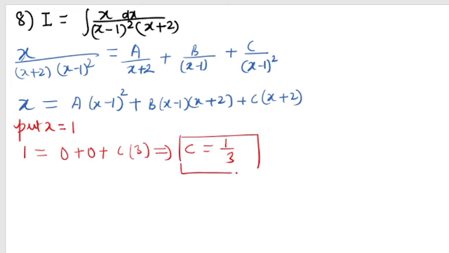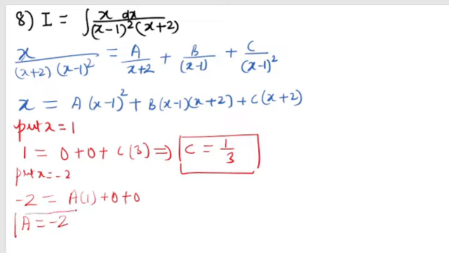Now we have to find another term. Next we are going to put x is equal to minus 2. That means this will become minus 2, and A will be there, 2 minus 1, 1 will come only. B is going to become 0, C also is going to become 0. So finally we can say A is equal to minus 2.